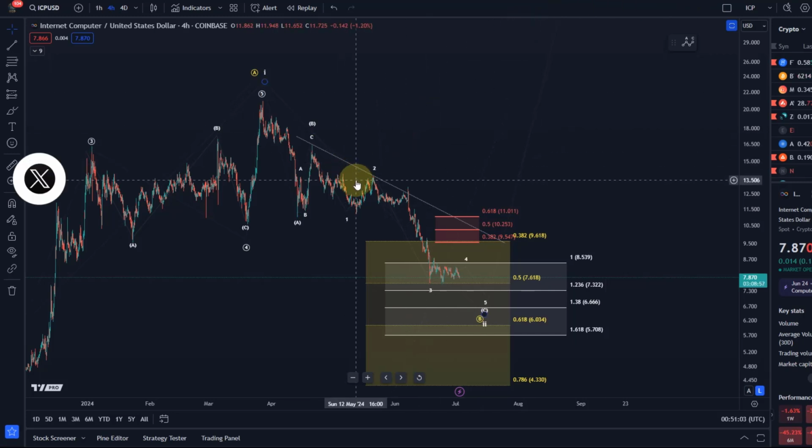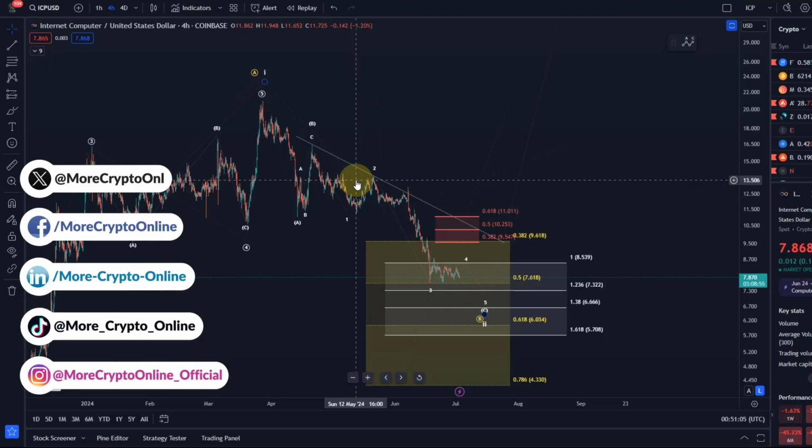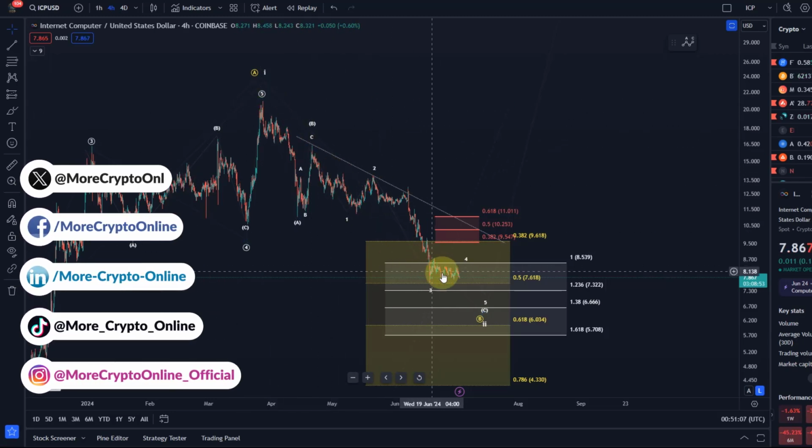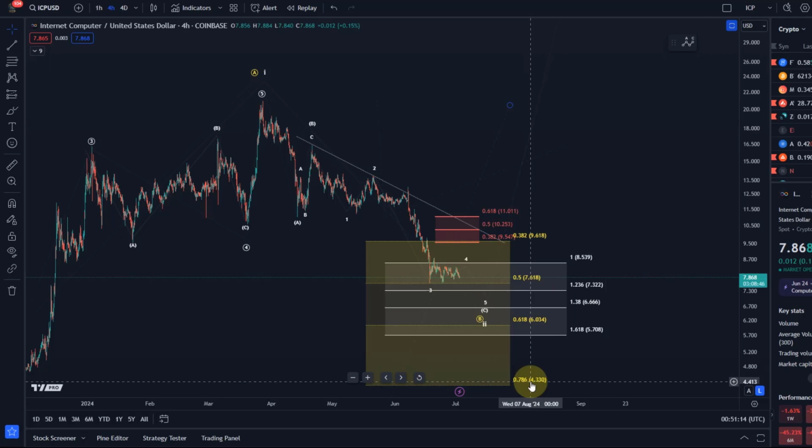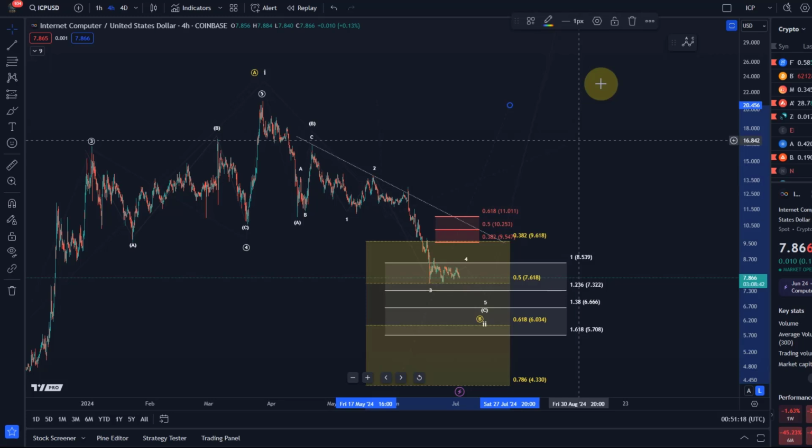Let's take a look at the ICP short-term chart. The idea is still that we are in a correction at the moment. There is absolutely no evidence that a low has formed. The main support region is still defined between 433 and 962, but we see we already reached the 50% retracement.